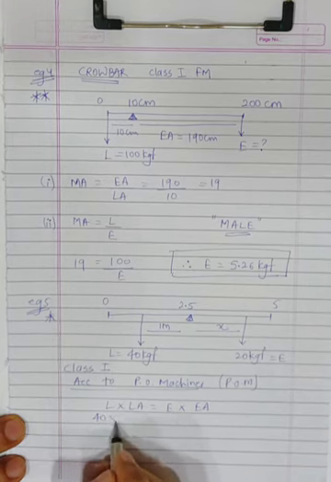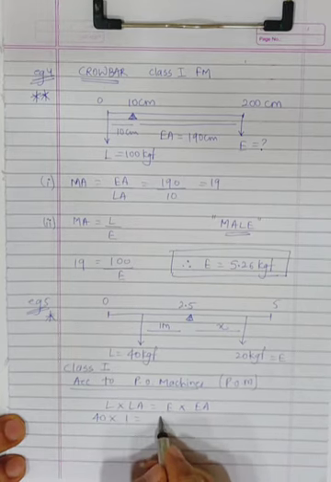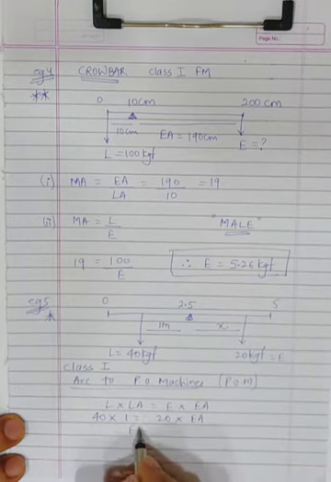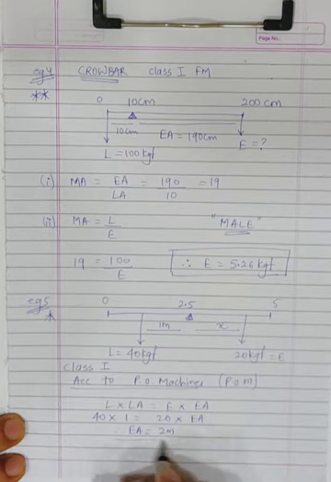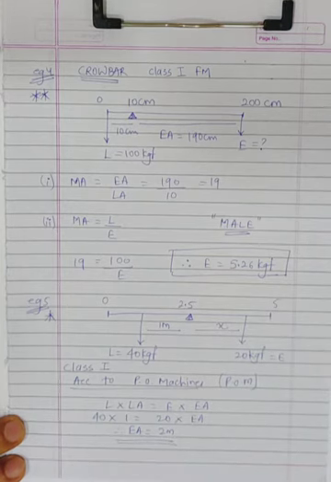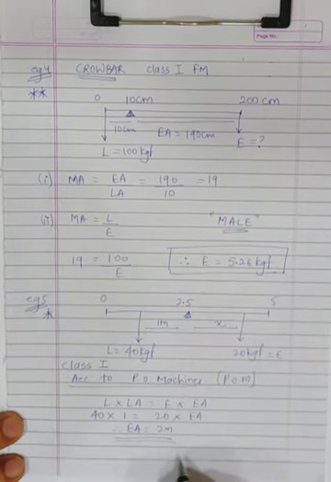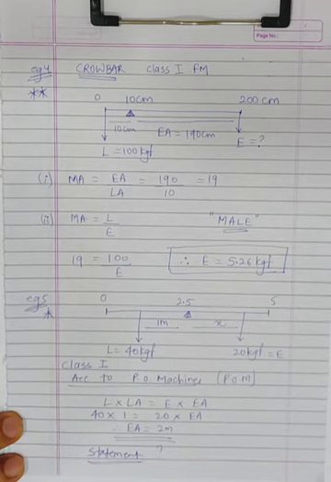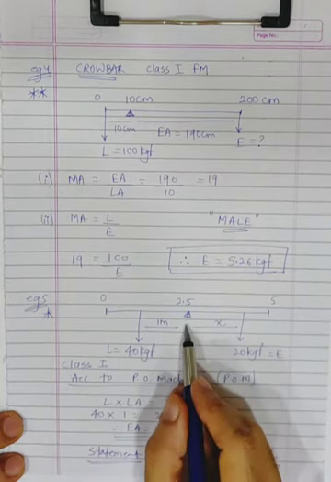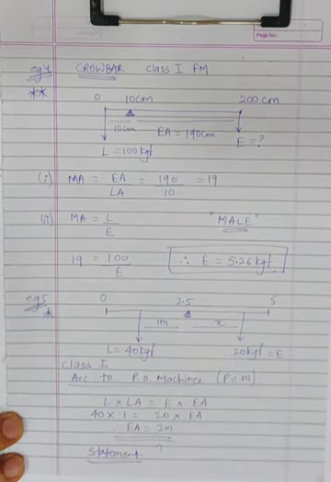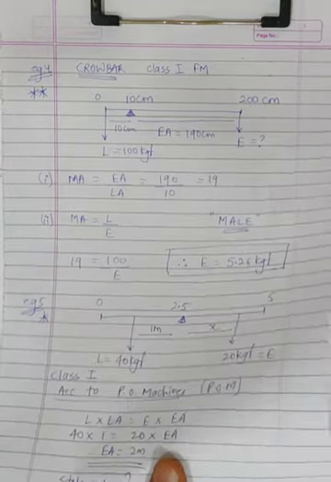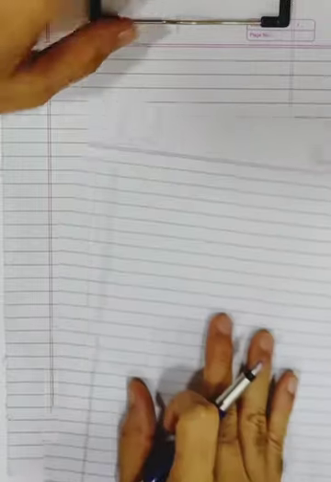So load is 40, load arm is 1, effort is 20, effort arm we don't know. Cross multiply, effort arm is equal to 2 meter. Answer. But you have to write the final statement. What is the statement you have to write finally? That the girl must sit at a distance of 2 meter from the fulcrum on the opposite side. Remember, if you have not written the statement, you lose the marks for that. Okay, the next problem, example number 6.